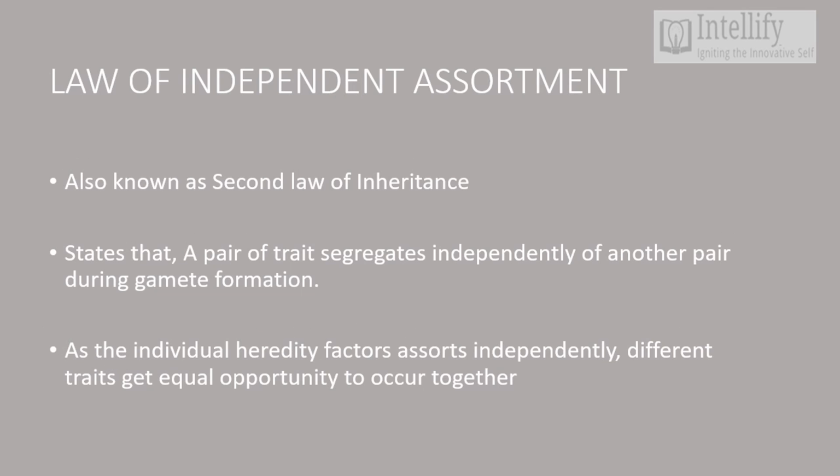Law of independent assortment. Law of independent assortment is also known as the second law of inheritance, and it states that a pair of traits segregates independently of another pair during gamete formation. As the individual hereditary factors assort independently, different traits get equal opportunity to occur together. Basically, it states that the color of a plant has nothing to do with the height, and vice versa. The height has nothing to do with the shape of the pea, and each of the traits assorts independently to the progeny.